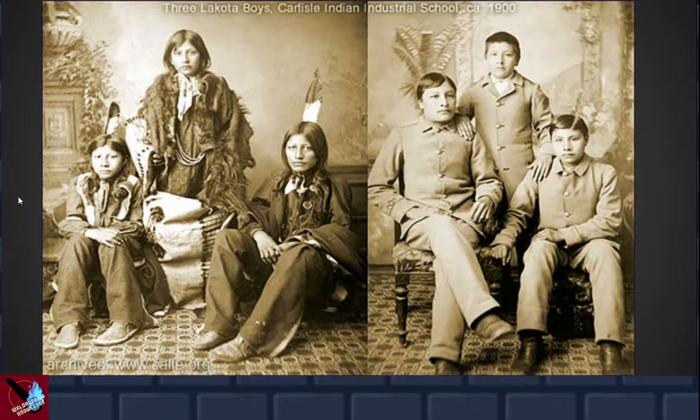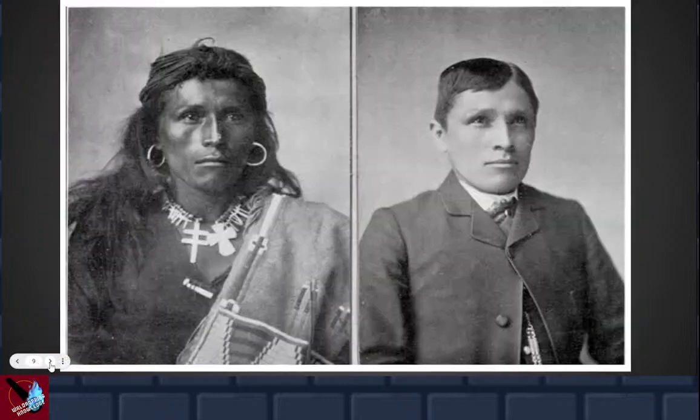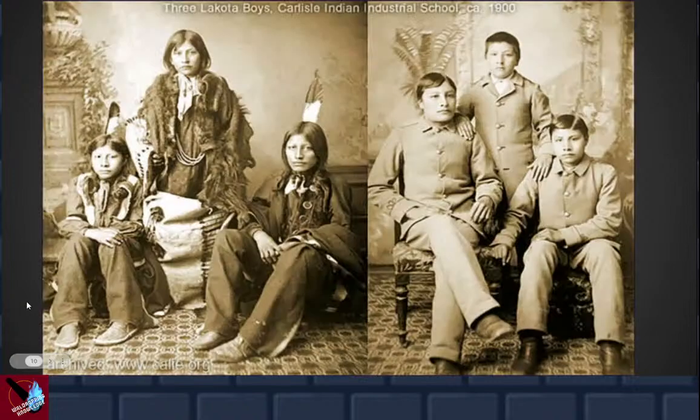Anyway, so these are the Native Americans at the Carlisle Indian School. And of course, you can see the before and after as they've been completely stripped away from their cultural identity. You could see an image like one of these. In fact, it's probably going to be one of these two images. But it's definitely going to be one that shows the kind of before and after.